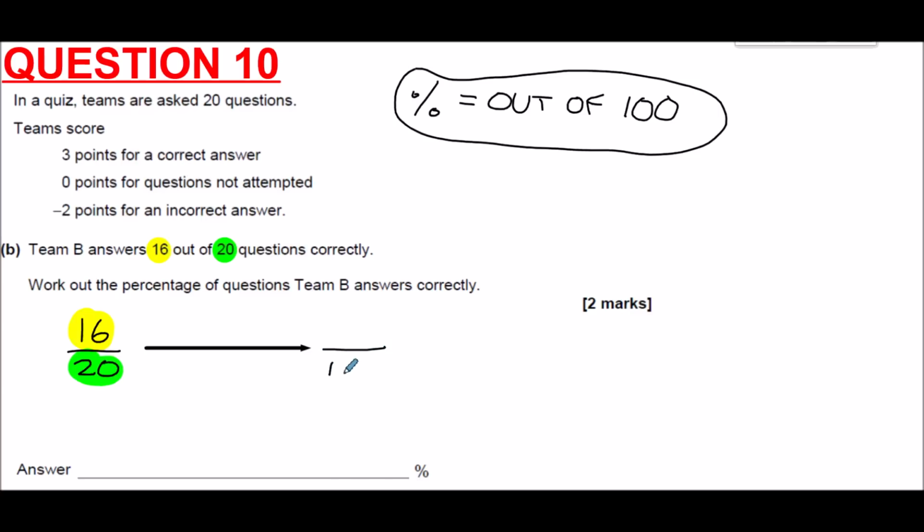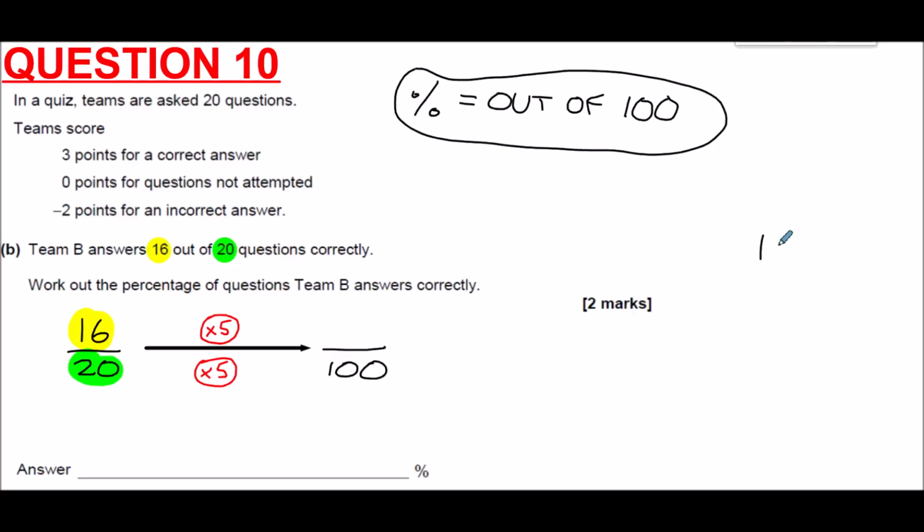And so what could I do to 20 to get it to be 100? What could I multiply 20 by to get it to become 100? Well, how many 20s fit into 100? 20, 40, 60, 80, 100. 5 20s fit into 100, and so what we could do is multiply the bottom number by 5. If we do that to the bottom number, we need to do the same to the top number. So we need to do 16 multiplied by 5.